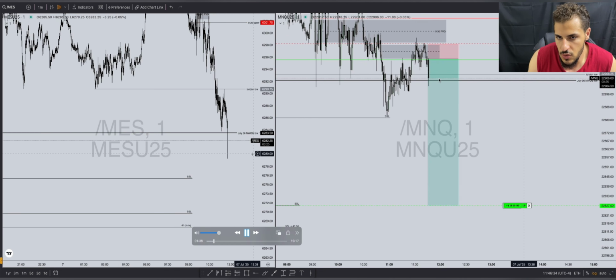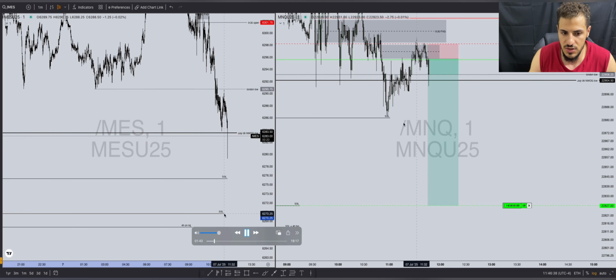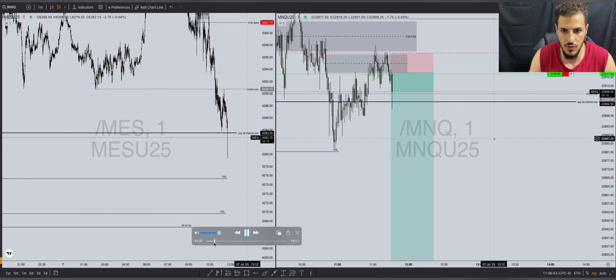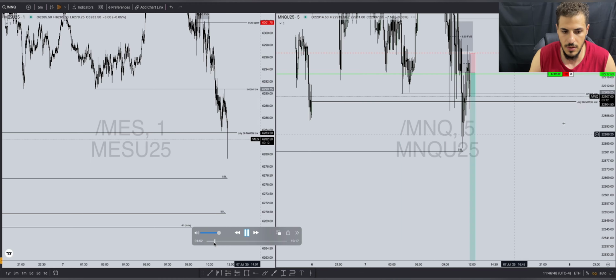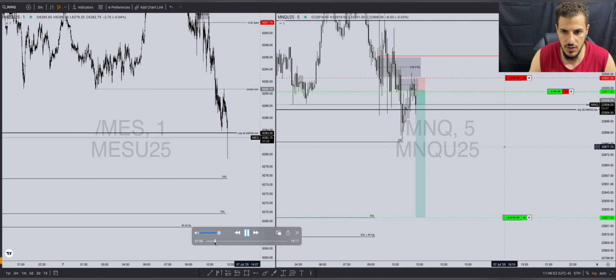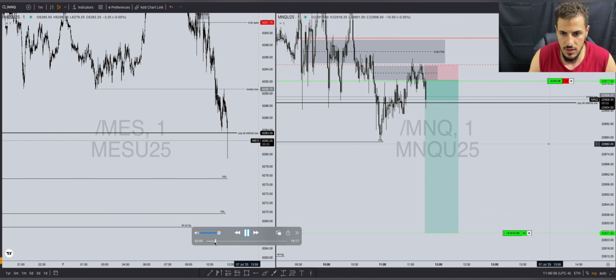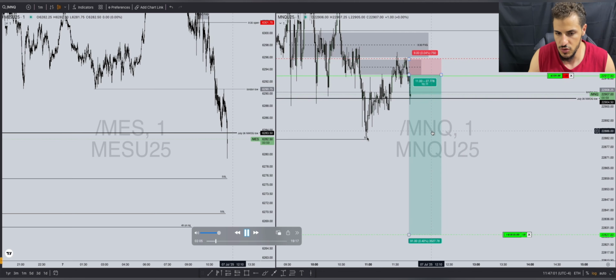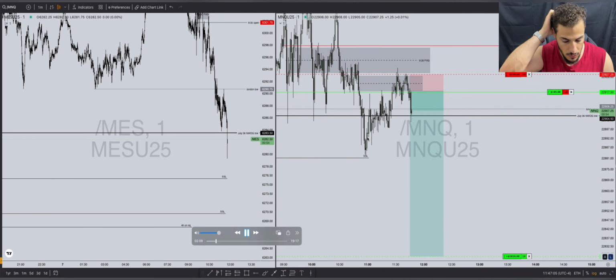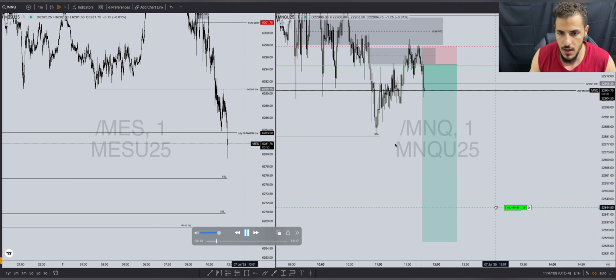So here we make a new low. As soon as we do that, I move my stop loss to break even. Speed it up a little bit. By the way, I did plan on taking a partial off at this sell side and then leaving the rest to run, but we never reached that anyway, so that's why I didn't do so.